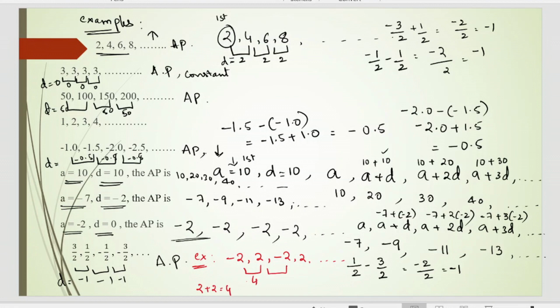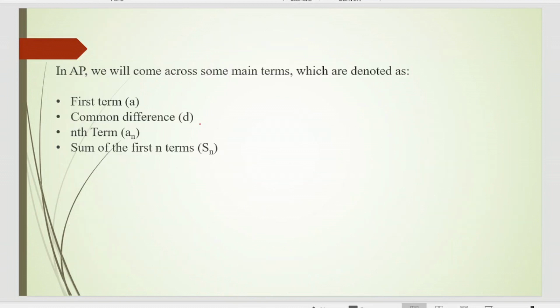And for this, what is the common difference? Minus 2 minus 2, which is minus 4, right? And what is the common difference for this? 2 minus of minus 2 is 2 plus 2, which is 4. So, you can see the common difference is not constant, right? Here you have 4, here you have minus 4 and here you have 4. So, it is not an AP, okay? If the common difference is not constant, it is not an AP. Clear?